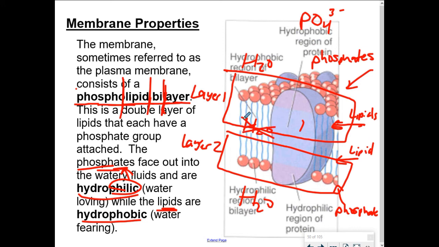Now some kids ask, Chris, does that mean that this is inside the cell? You're telling me that inside the cell there's no water? That's not what I'm saying. I'm saying inside the cell membrane, you would never find water.